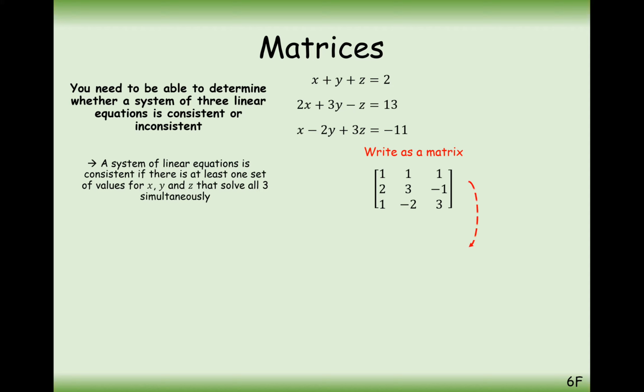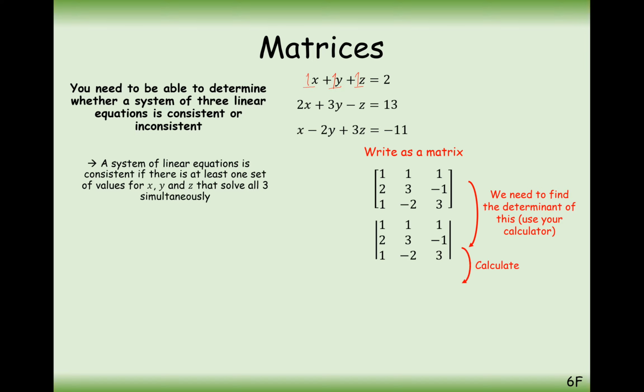And what we can quickly do from this is form a matrix. You can see here where the coefficients come from inside this matrix: 1, 1, 1 along the top row, 2, 3, minus 1 along the middle row, 1, minus 2, 3 along the bottom row. And a quick way of telling whether all 3 planes will intersect together is to have a look at the determinant.